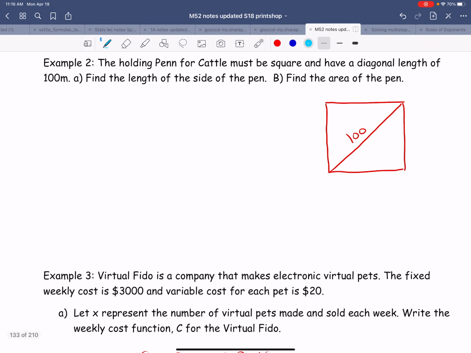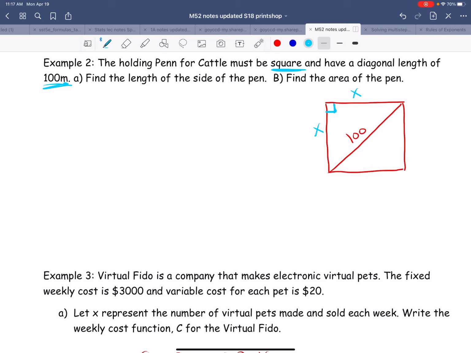Here's another example. The holding pen for cattle must be a square, so I'm told that it's a square. It's got a diagonal length of 100 meters. Find the length of side of the square. So for this problem, I did draw the square, and I'm told the diagonal is 100. I don't know the side of the square, but I know whatever one side is, the other side is going to be same. That's a property of square, that all the sides are equal. And also square has right angles.